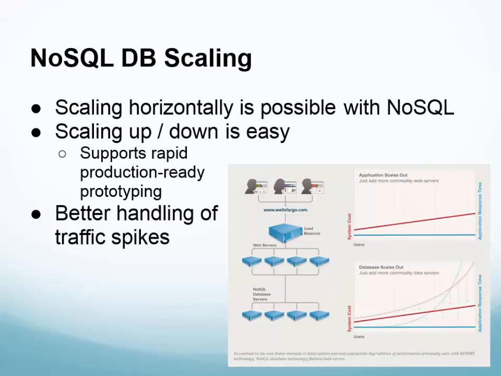In NoSQL, scaling horizontally is possible. With NoSQL, scaling up and down is easy. It supports rapid production-ready prototyping and better handling of traffic spikes. Compare how an RDBMS handles this with how NoSQL handles it. We can add multiple nodes. Those nodes will share the traffic, the load that's coming to them. Thus, it will make the response time of our server, of our application, far better than what an RDBMS is giving us.